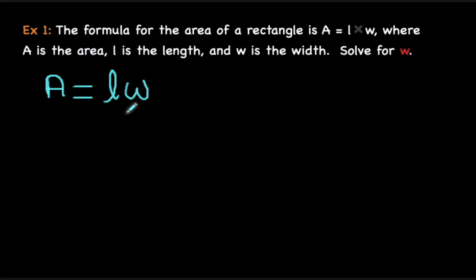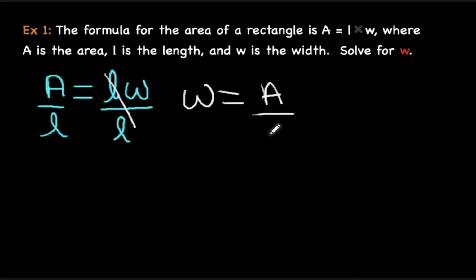So since we're multiplying, we need to divide. So remember, we're solving for W, so we need to divide by L on both sides. So notice the L's cancel. And so we're left with W is equal to A over L. Okay, so let's go ahead and go over example 2.